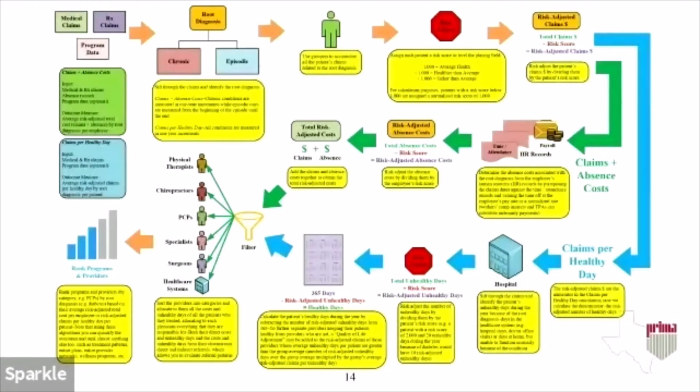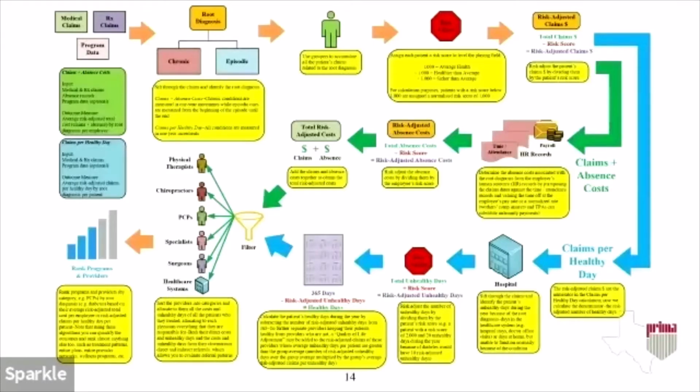So for example, if the algorithm spots 20 unhealthy days for a diabetes patient, and they have a risk score of 2, well, their risk-adjusted number of unhealthy days is 10, 20 divided by 2. Subtract the 10 from 365, and they have 355 healthy days during the year. That's our denominator.